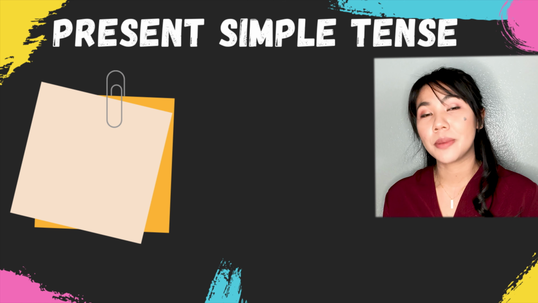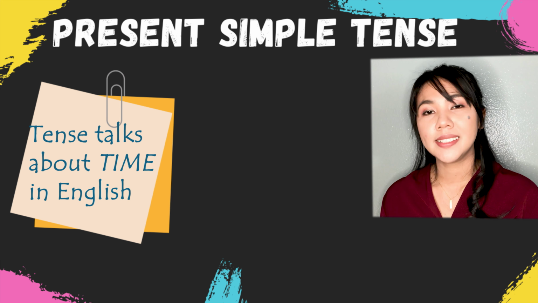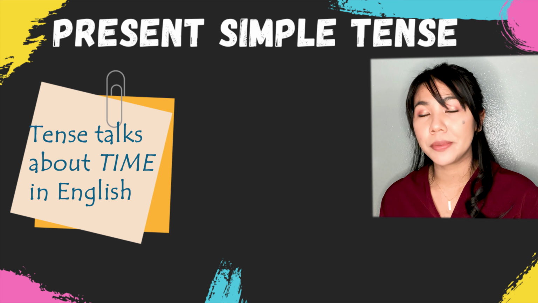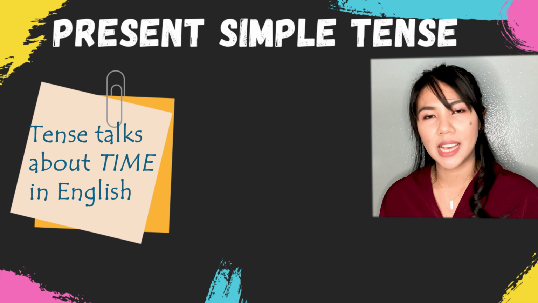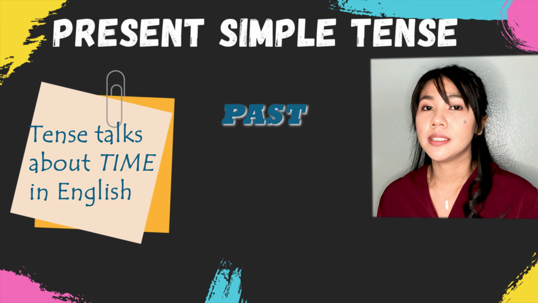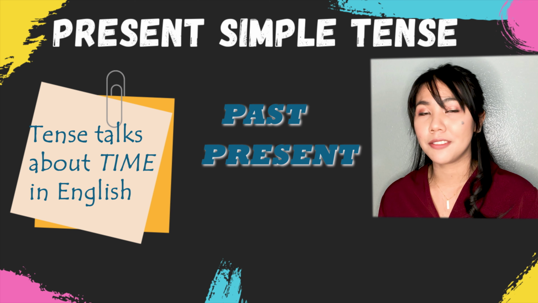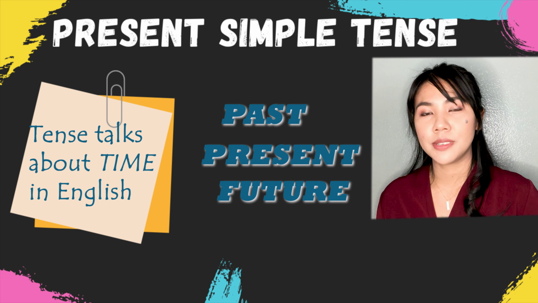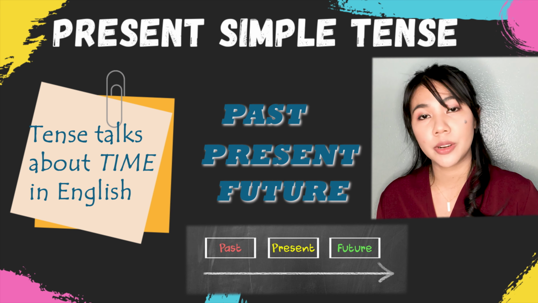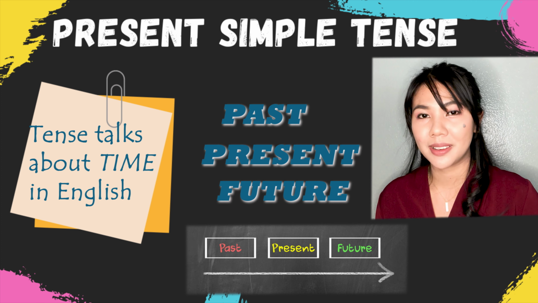Today we will talk about the present simple tense. But what is tense anyway? Tense is simply the way we talk about time in English. So what do you mean by time? Time means the past, the present, and the future. These are all different times and we have different tenses to express or talk about those times.